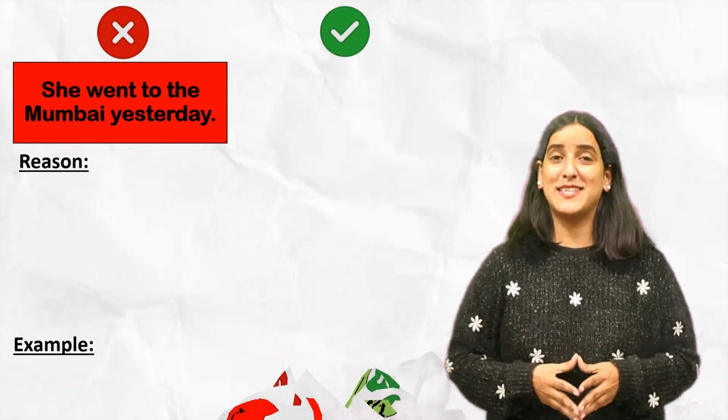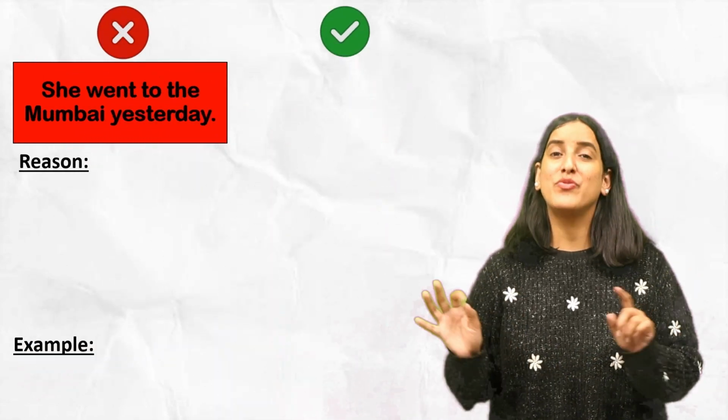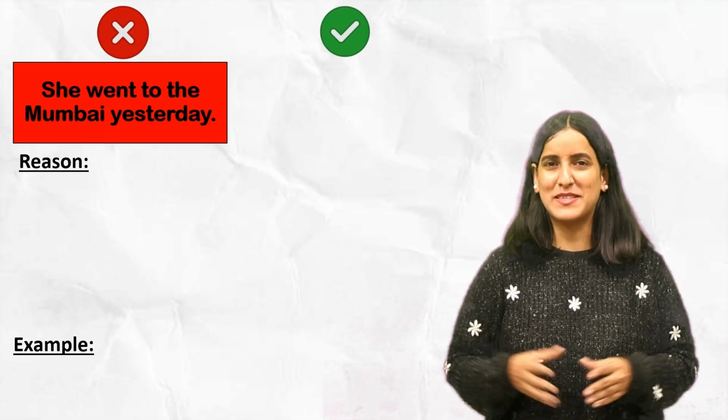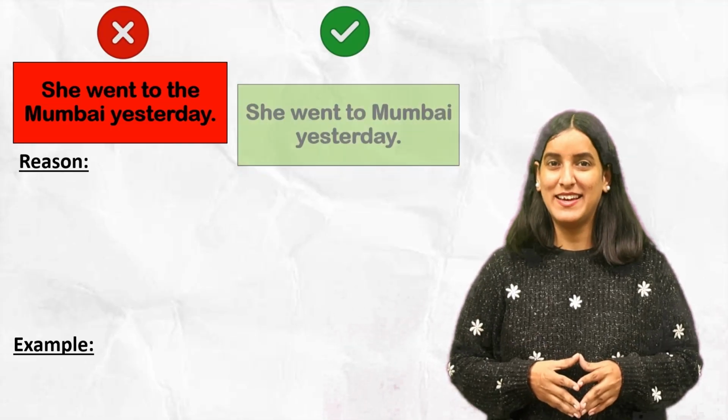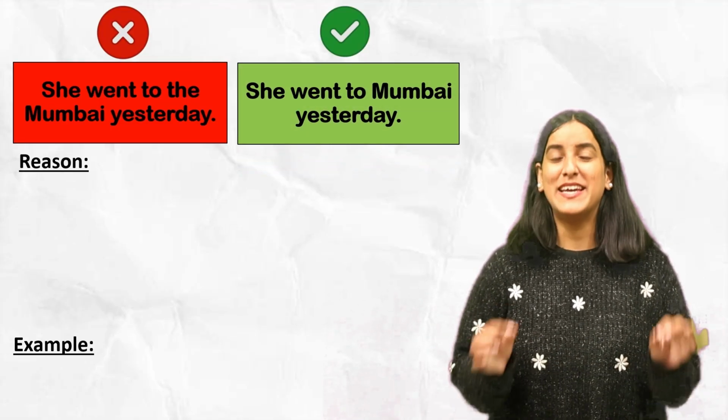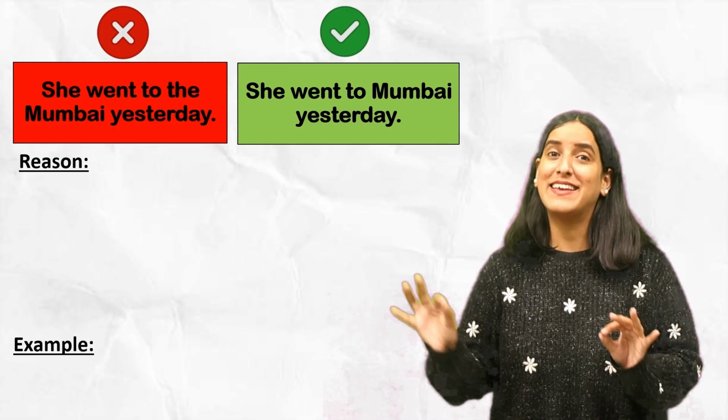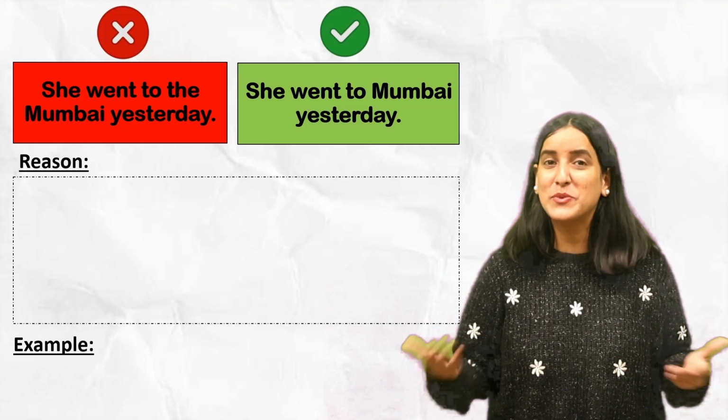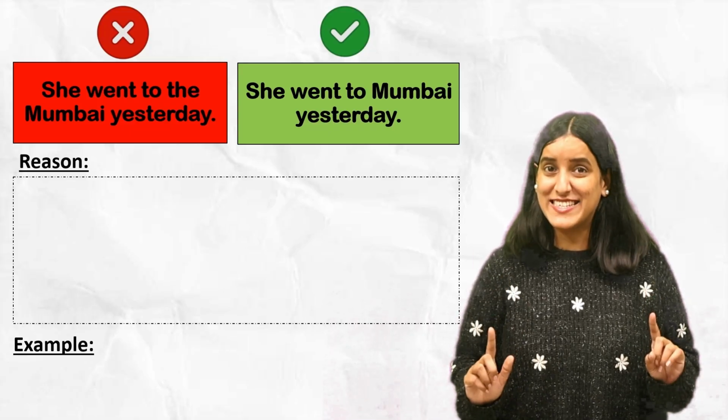The third one is this one. She went to the Mumbai yesterday. What's the problem? What's the error in this one? Well, the correct one should be she went to Mumbai yesterday. Why can't we use the before a place? This is the actual reason.